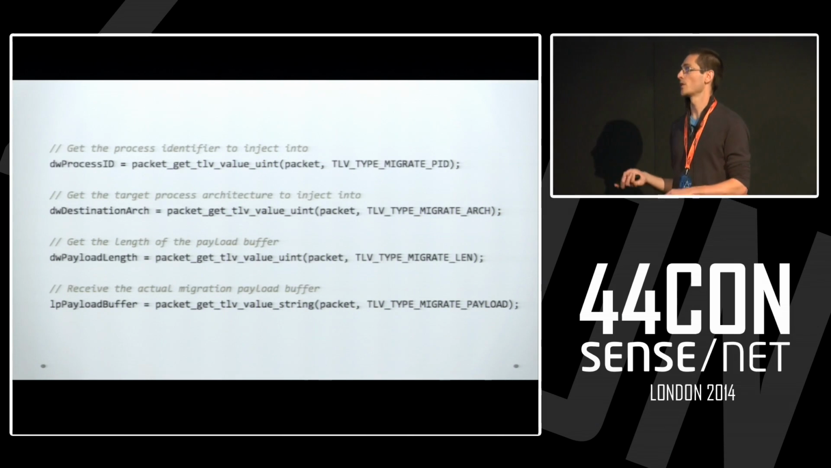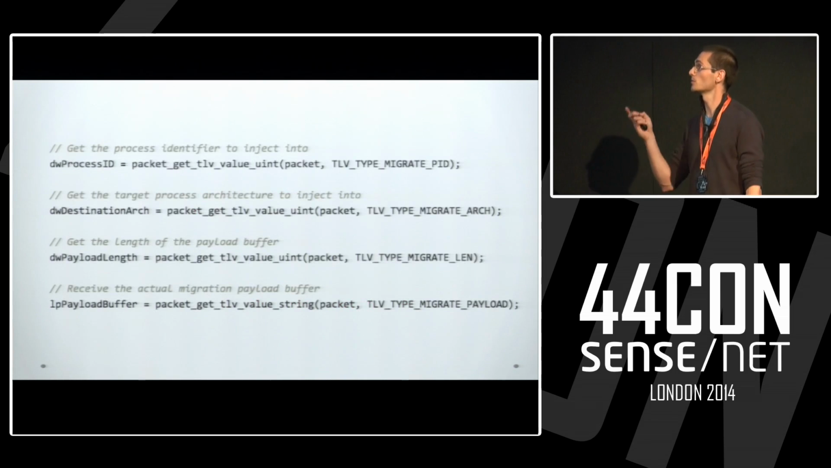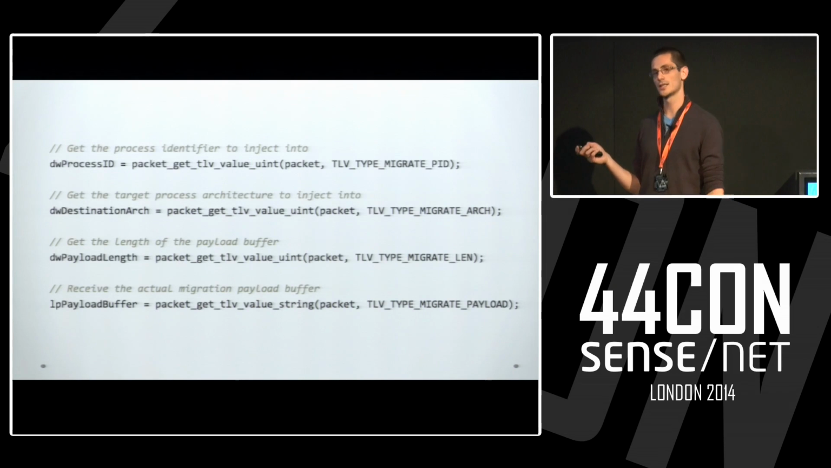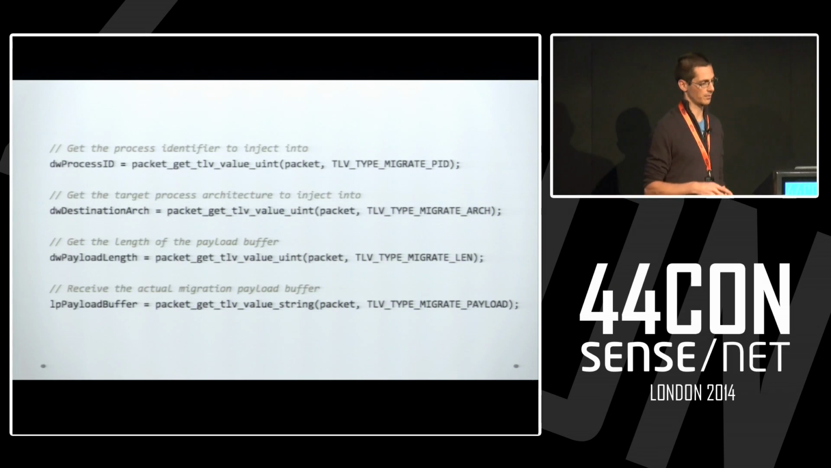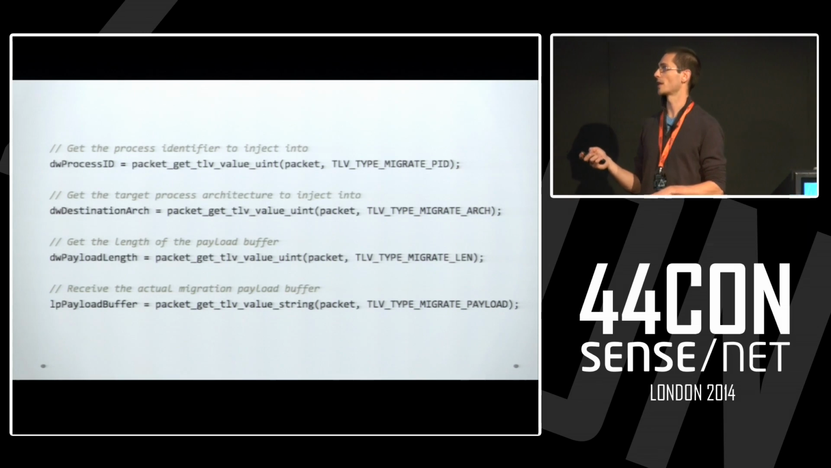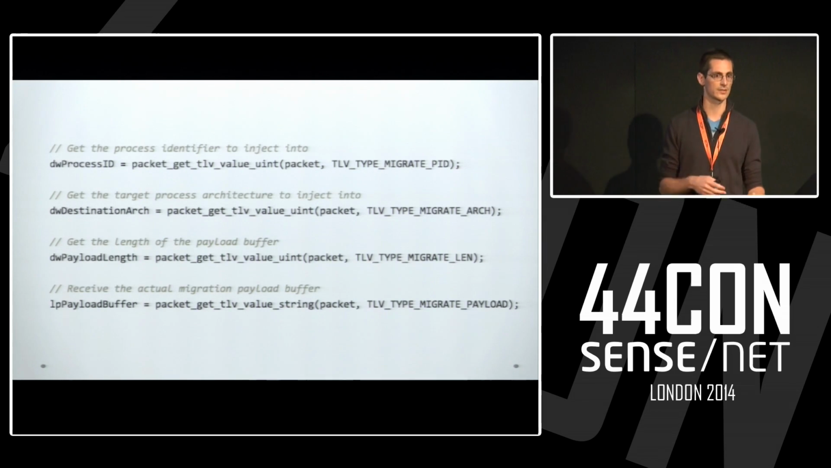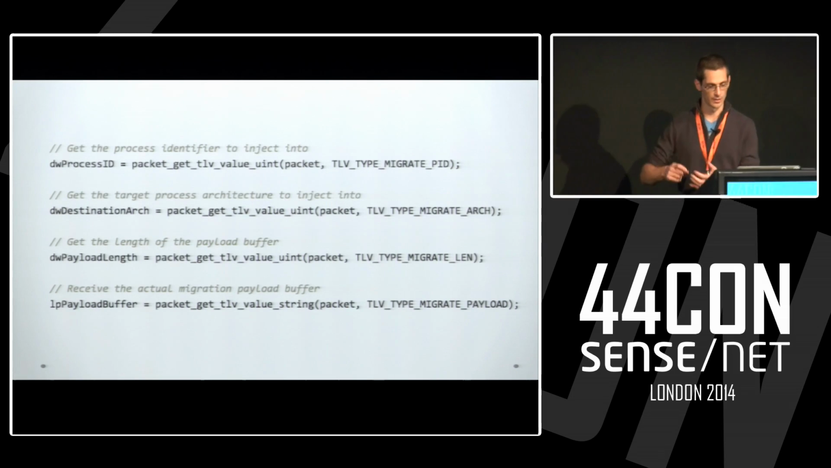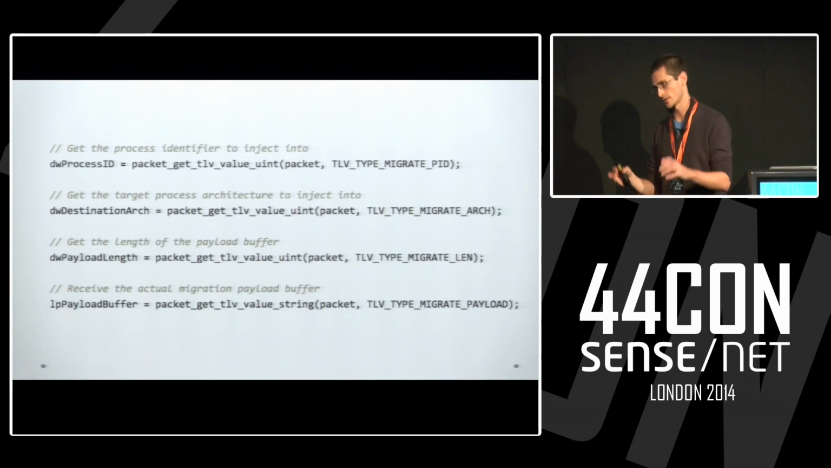These steps, pretty simple stuff, right? We're just pulling out values from the TLVs. Unfortunately, C doesn't quite have the nasty duck typing features of Ruby, and so we need to bake the types into the function names because we can't vary based on return values. So we have uint and boolean and string and all these other bits and pieces.